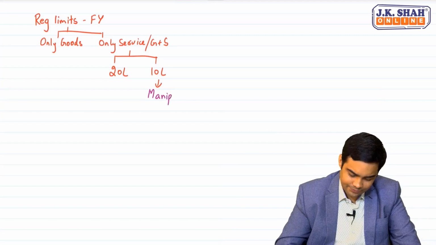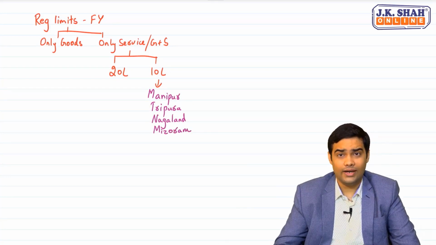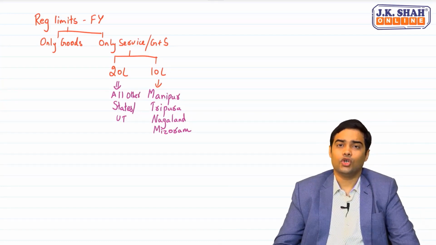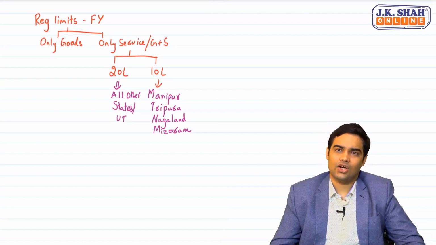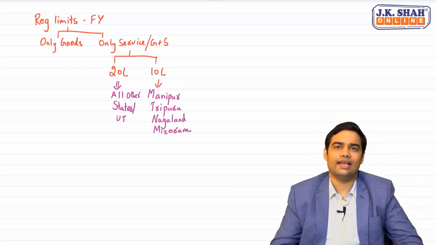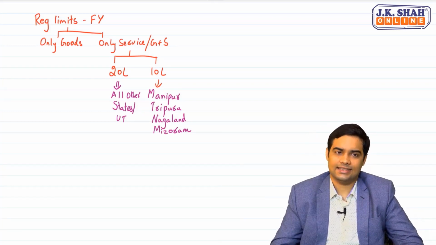Manipur, Tripura, Nagaland, and lastly Mizoram. And what about 20 lakh? 20 lakh is applicable for all states and union territories. So, for all other states and union territories, the registration limit would be 20 lakh. So, if I am providing services in Bangalore, my registration limit would be 20 lakh. The moment I cross 20 lakh, I would be liable to register under GST.